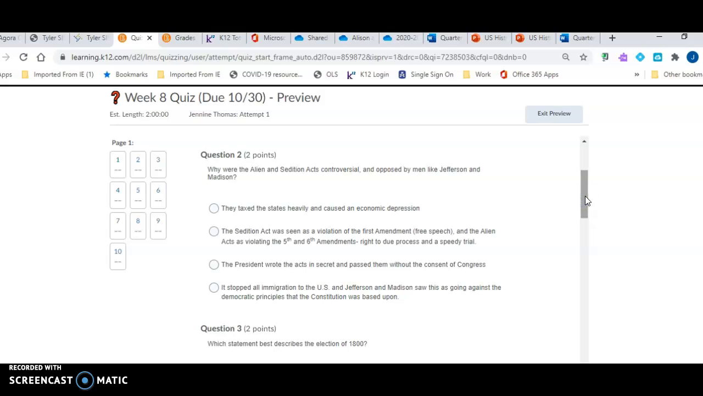Question 2. Why were the Alien and Sedition Acts controversial and opposed by men like Jefferson and Madison? They taxed the states heavily and caused an economic depression. The Sedition Act was seen as a violation of the First Amendment, free speech, and the Alien Acts as violating the Fifth and Sixth Amendments, the right to due process and a speedy trial.